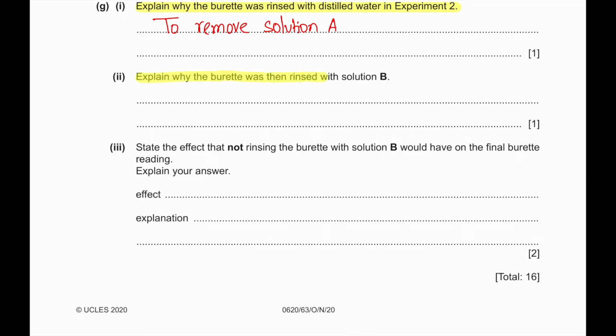Explain why the burette was then rinsed with solution B. Well, after washing with distilled water, the burette contained distilled water. So to remove that distilled water, it is washed with solution B. Even a small amount of distilled water can actually dilute the solution that we are going to add.